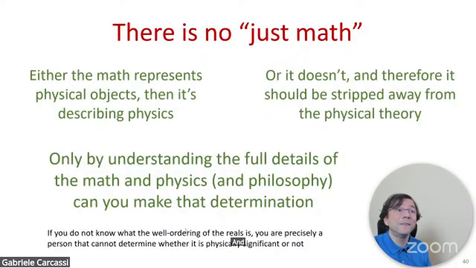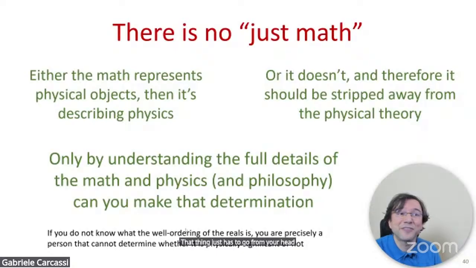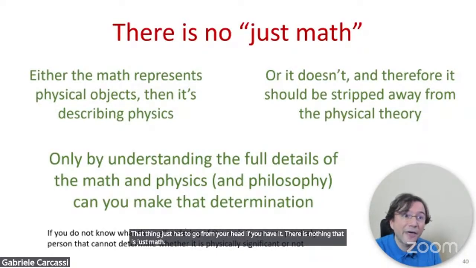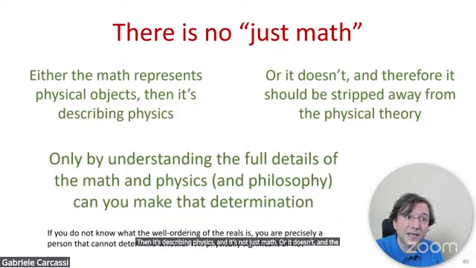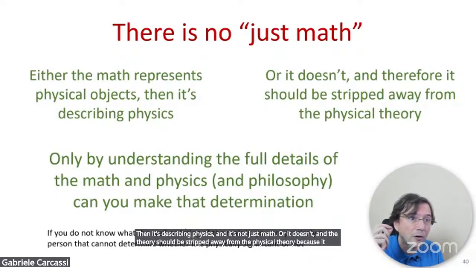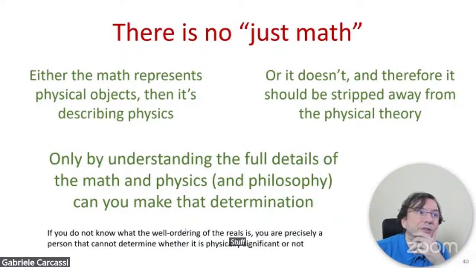And it should be clear, hopefully by now, that there is no "just math." That thing just has to go from your head if you have it. There is nothing that is just math. Either the math that we're using in physics represents physical objects, then it's describing physics, and it's not just math, or it doesn't. And then it should be stripped away from the physical theory because it's just cumbersome stuff that shouldn't be there in the first place.